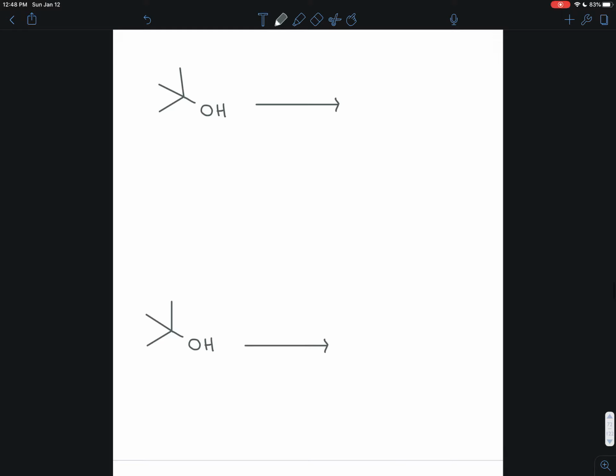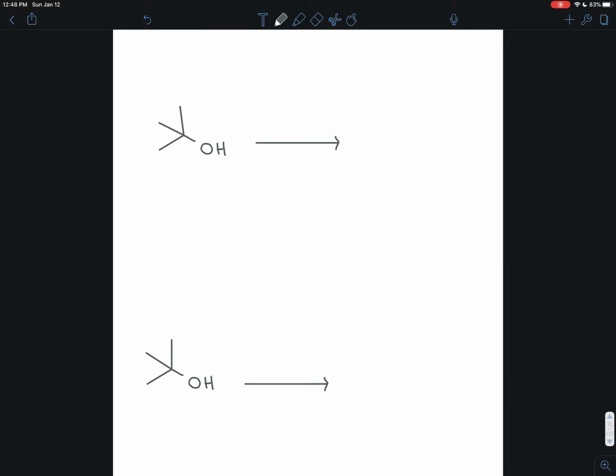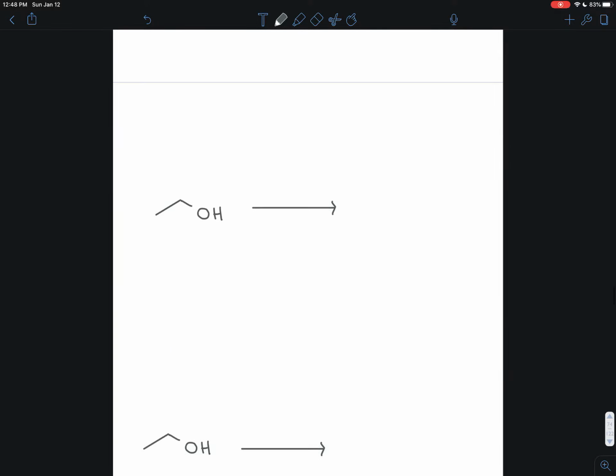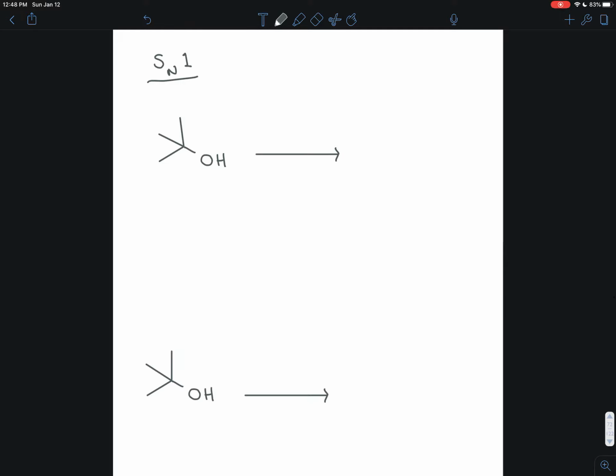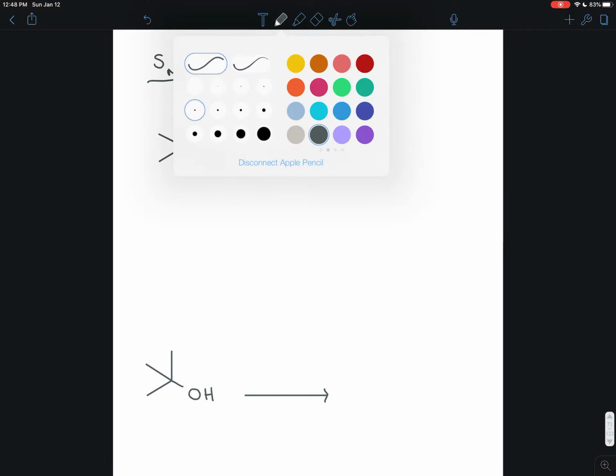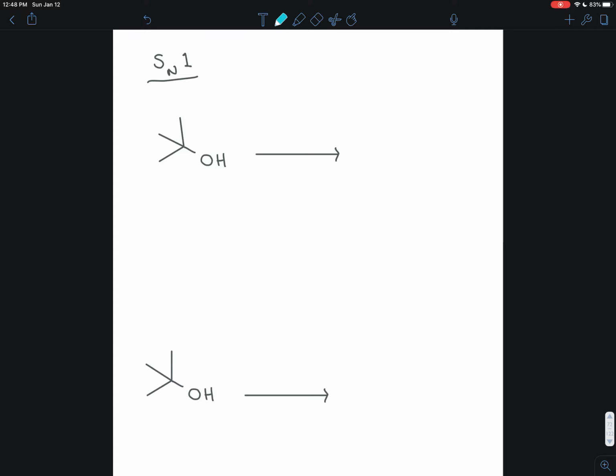So if we're replacing an OH with a halogen, that means we're substituting a halogen for an OH. Right? We're doing a substitution reaction. And so there are going to be two ways we can do this. We can do an SN1 reaction, or we can do an SN2 reaction. And the way that we go about these is going to be slightly different. For an SN1 reaction, you'll know that you have to do an SN1 reaction if you have a tertiary alcohol. So a tertiary alcohol. That's the sign that you have to use the reagents for an SN1 reaction.